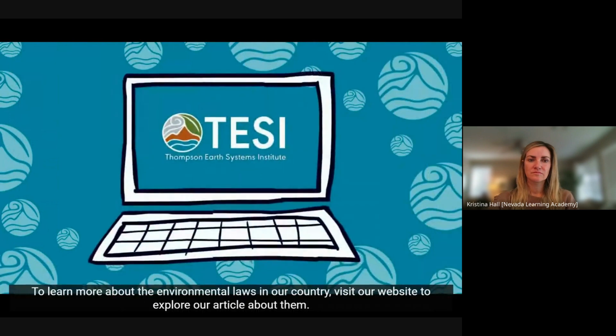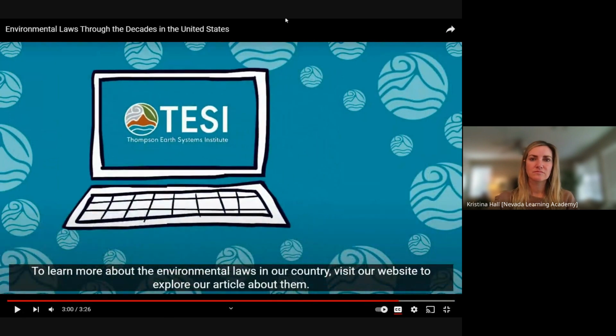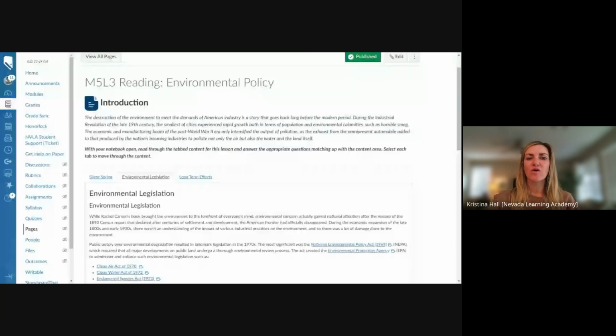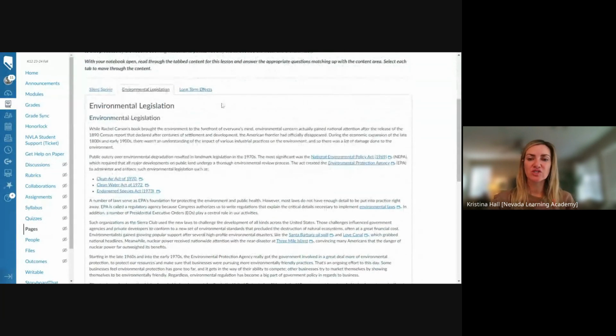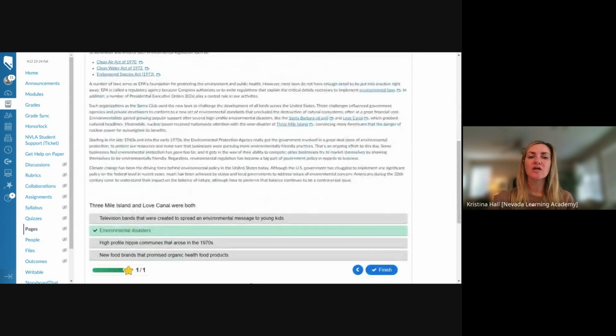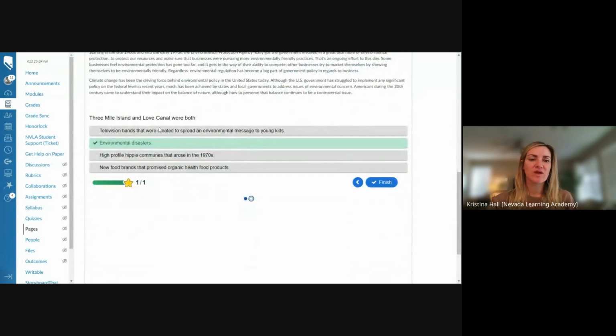To learn more about the environmental laws in our country, they give you, again, there's been so many. The goal of this lesson is to give more of an overview of this push. So we see the National Environmental Policy Act, Environmental Protection Agency, Clean Air Act, Clean Water Act, Endangered Species Act. A lot of these in the 60s and 70s really launched the environmental movement, to help preserve our environment more than we have in the past.